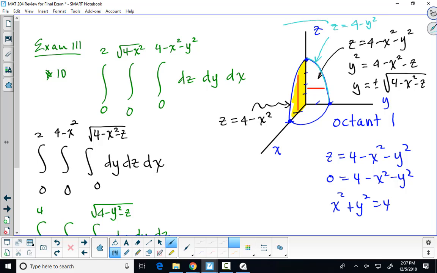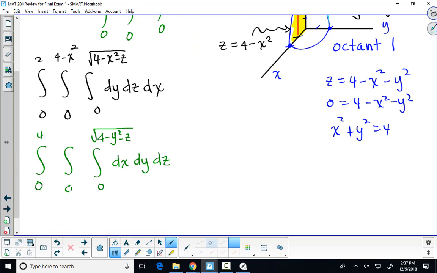So let's come over here. That's going to be y squared equals 4 minus z. So y will be plus or minus the square root of 4 minus z. Choose the positive because we're off to the right. So square root of 4 minus z. So that will go right there. And of these, the easiest would probably be the middle one.